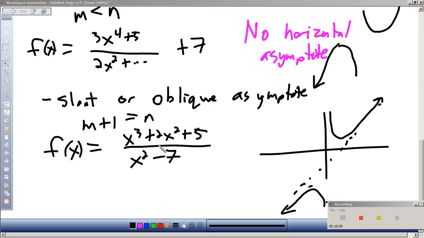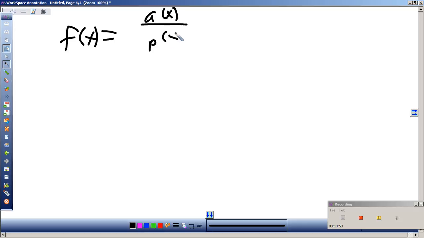The second part. Does this deal with horizontal? What do you think we should talk about now? Vertical, yes. So I'm going to put the form f of x equals a of x over p of x. So in other words, in these cases, we're not talking about ones that have k, because k complicates things a little bit.